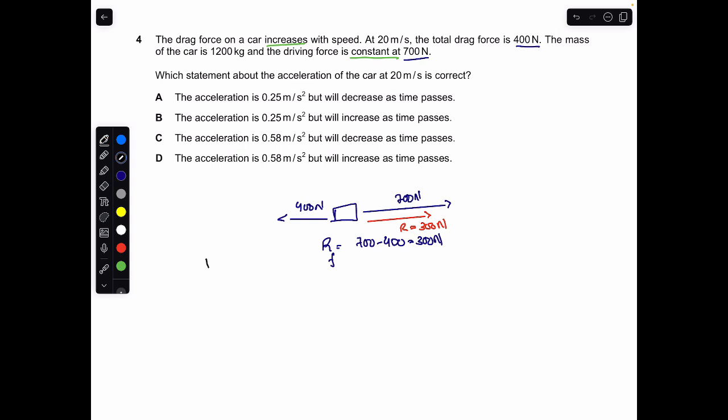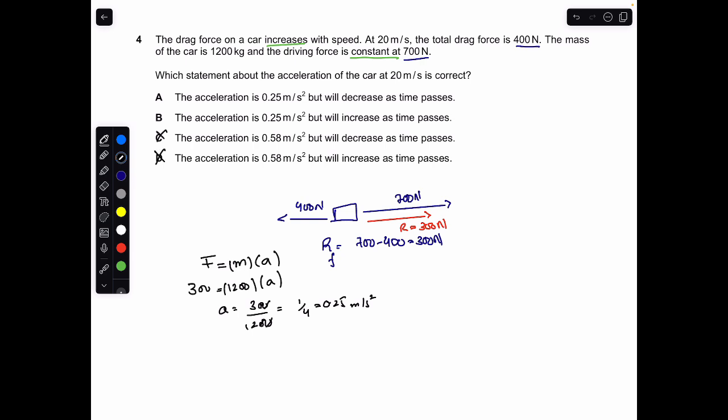And we know by Newton's second law that the resultant force, F, is equal to mass times acceleration. You've been given the mass of the car, which is 1200 kg. Acceleration, you need to calculate. The resultant force we just calculated, which is 300. So acceleration will equal 300 divided by 1200. And this is going to be 1 by 4, which is equal to 0.25 meters per second squared. So the acceleration is 0.25 meters per second squared.